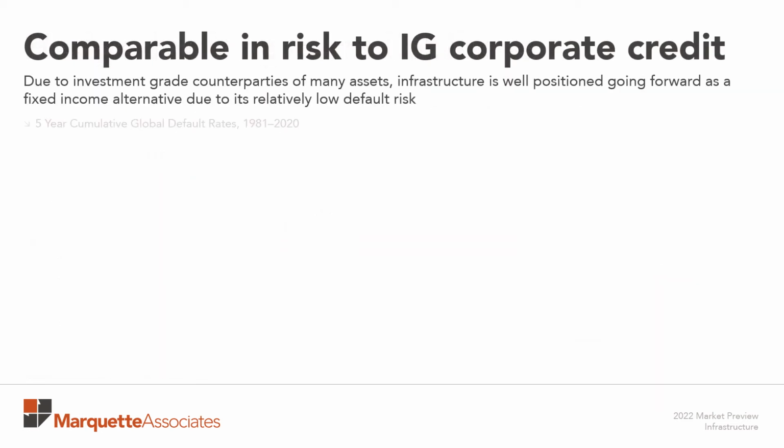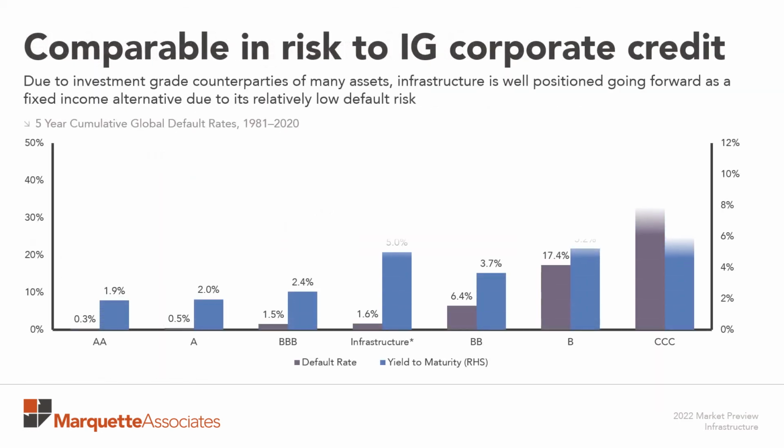Due to investment-grade counterparties for many infrastructure holdings, the default risk has been historically low in comparison to traditional fixed income. Given the economic climate in the coming year, the implied default rate on infrastructure investments may not only be viewed as comparable to investment-grade fixed income, but can also be perceived as more advantageous from a returns perspective and as an adequate inflation hedge.